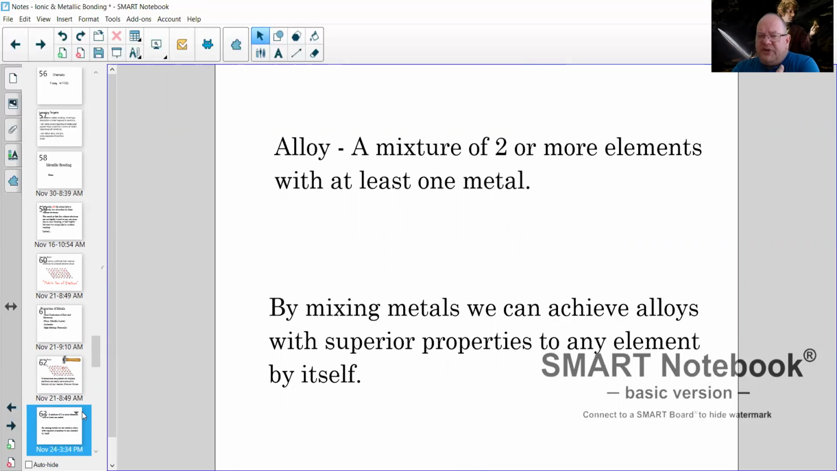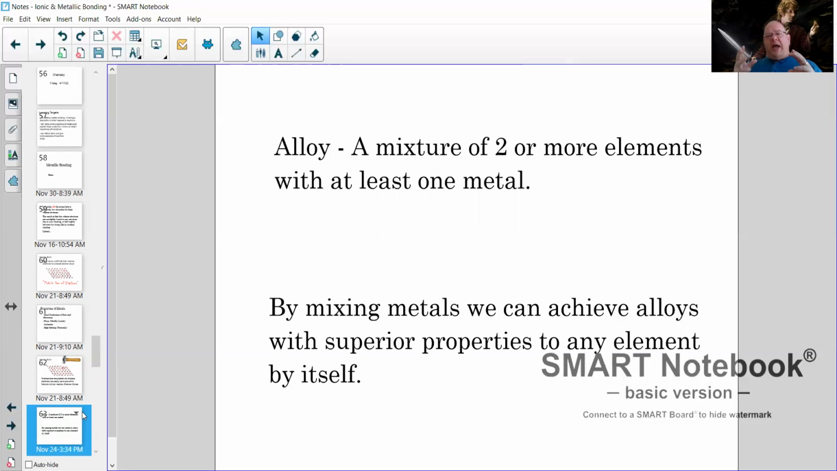The alloys are really significant to us because, on the periodic table, we've got about 90 naturally occurring elements. And those are the things that we can use to do everything that we do on this planet. And there's quite a few metals in there. The thing is, each of those metals has its own specific properties, but those properties may not perfectly line up with the use that we want to put them to.